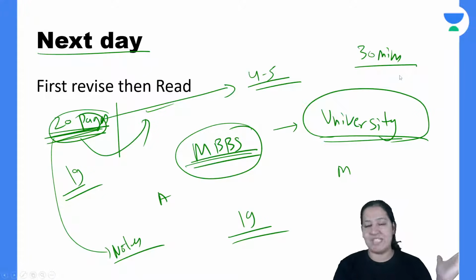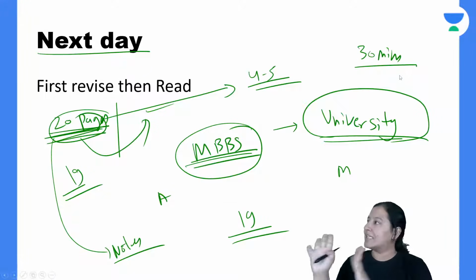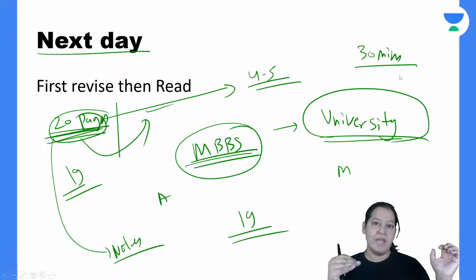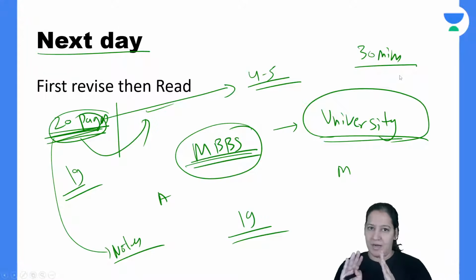So I'm starting my study today. For the next 4-5 hours, I'm going to study Robbins. For the first 30 minutes, first I will revise what I studied yesterday from my notes, not from Robbins entirely, from the bullet points which I have made. And then I will move to today's target.